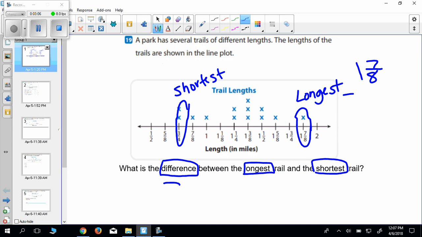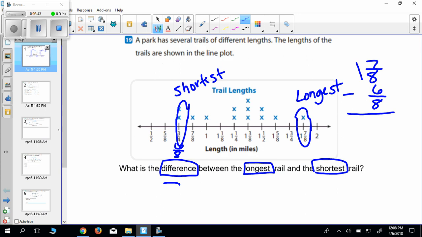Now, we know we cannot subtract 8ths and 4ths. So we need an equivalent fraction for 3/4. To go into 8ths, how do you get from 4 to 8? You need to multiply by 2. So what you do to the denominator, you must do to the numerator. So 4 times 2 is 8. 3 times 2 is 6. So we'll be subtracting 6/8 from 1 7/8.